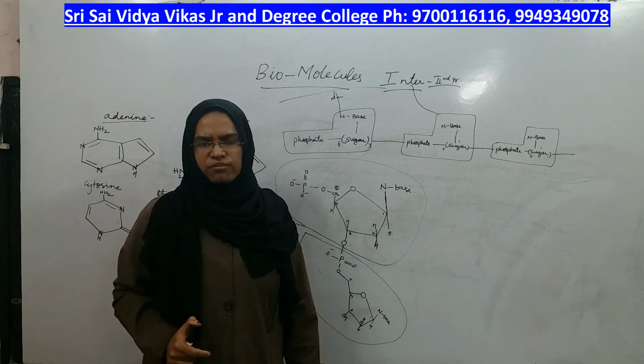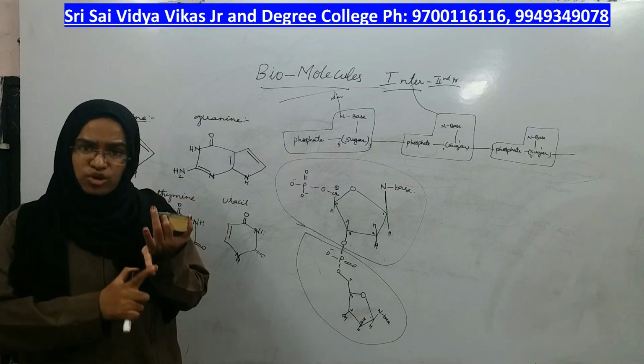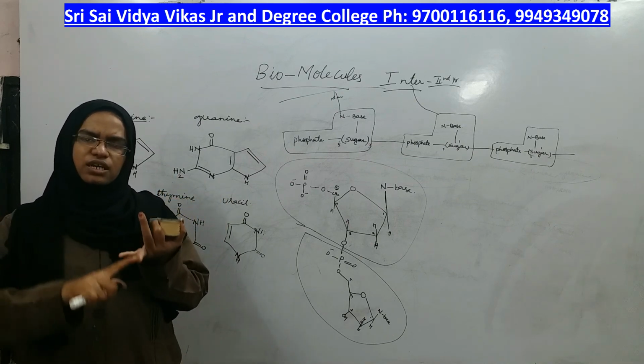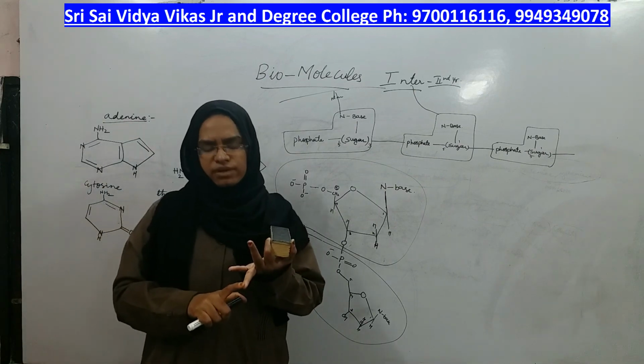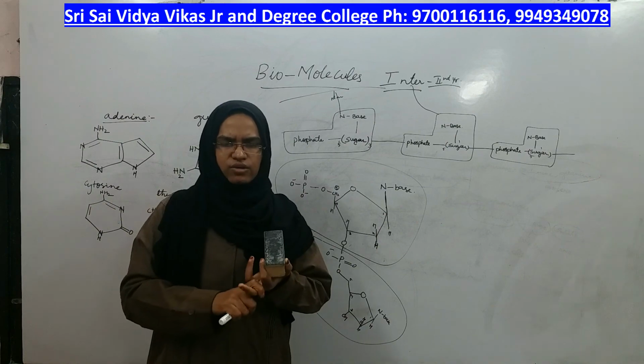By this we have completed biomolecules, in which we covered carbohydrates first, like glucose and fructose, then proteins, in which there are so many amino acids, then nucleic acids, in which DNA and RNA. Okay, thank you.